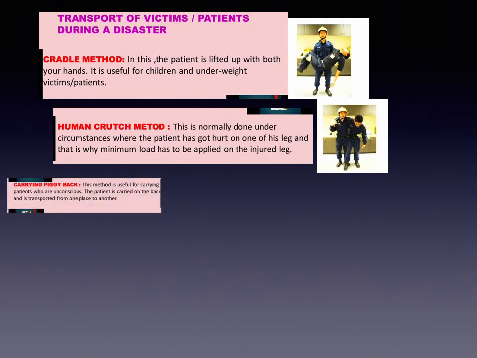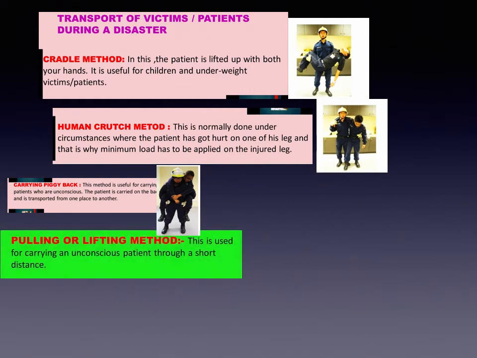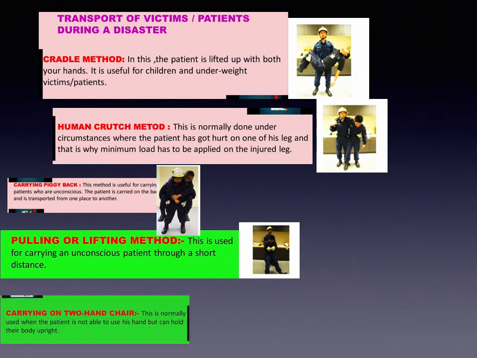The third method is carry piggyback. This method is useful for carrying those who are unconscious. The patient is carried on the back and is transported from one place to another. The next is the pulling or lifting method. This is used for carrying an unconscious patient through a short distance. The next method is carrying on a two-hand chair. This is normally used when the patient is not able to use his hand but can hold their body upright.